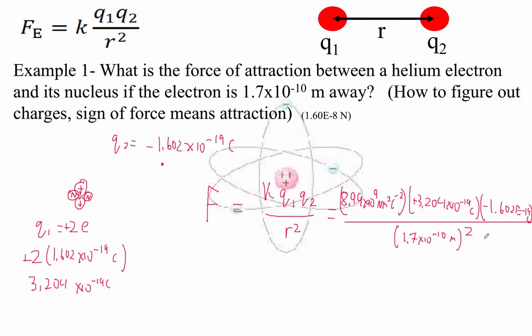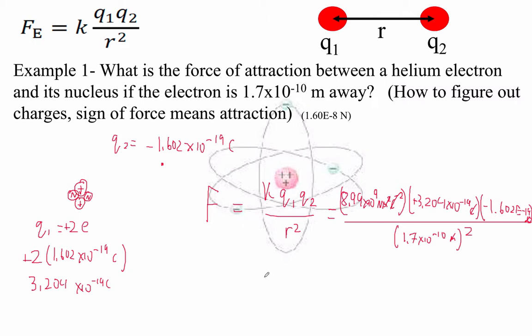And you've got to square that. Don't forget to square that. Notice that the units all work out: meters squared, coulombs squared, we end up with newtons. So this ends up being 8.99 E9 times 3.204 E minus 19 times 1.602 E minus 19 divided by 1.7 E minus 10, squared. Don't forget to square the r.